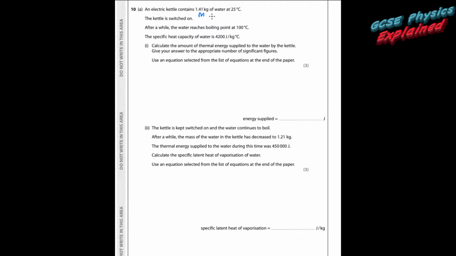Right, well that's the mass of water, that's the starting temp, this is the final temperature, and this is the specific heat capacity, which is known as C. Right, let's have a little look.